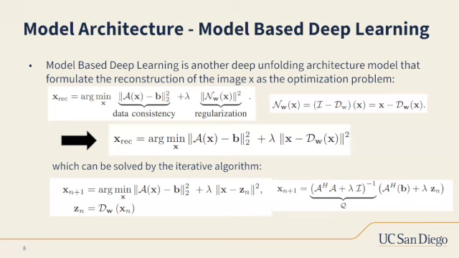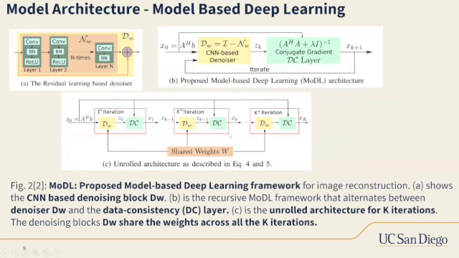We can solve this optimization problem by using the algorithm at the bottom. We alternate between these two steps. We first pass our current image xn into this CNN denoiser D_w and get this denoised prior cn, and then we use this cn to update our current image xn into the next image xn+1, to solve this linear inverse problem defined by this equation. So this is a visual diagram of the architecture of model-based deep learning.